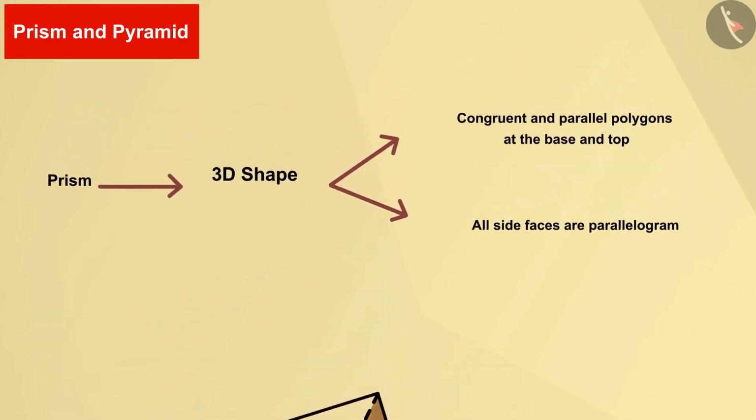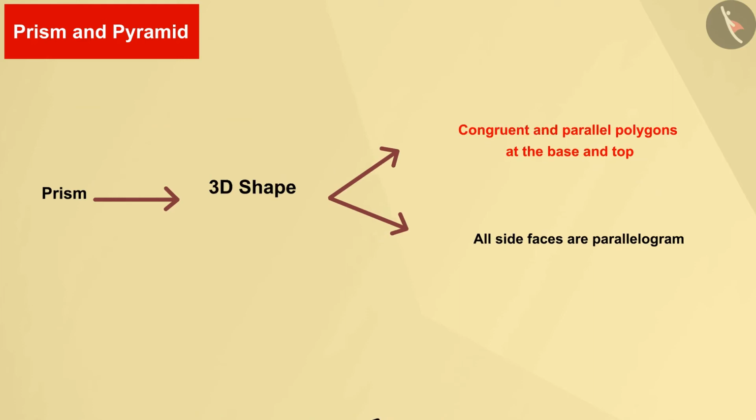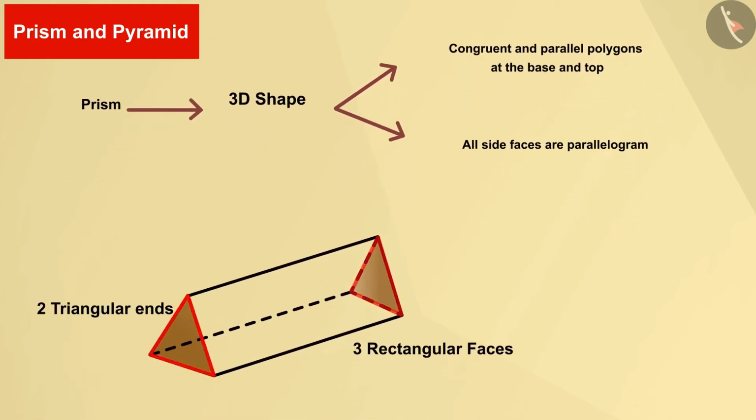Let's look at the definition of prism once again. This says that the base and the upper end are congruent and parallel. The base and upper end of this shape are congruent and are parallel. Also, by definition, we know that all side faces are parallelograms. Side faces in this figure are parallelograms. That's why it is a triangular prism.